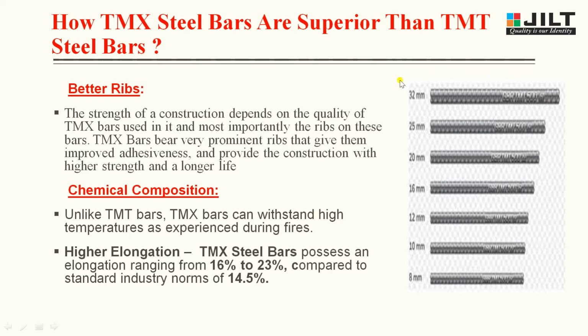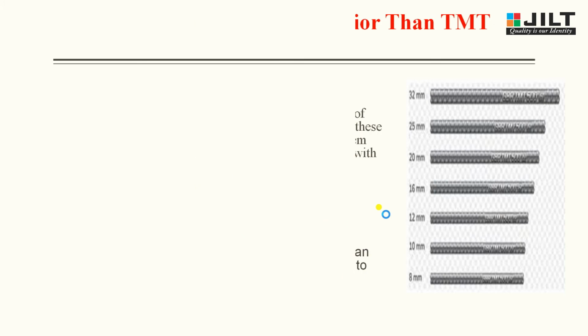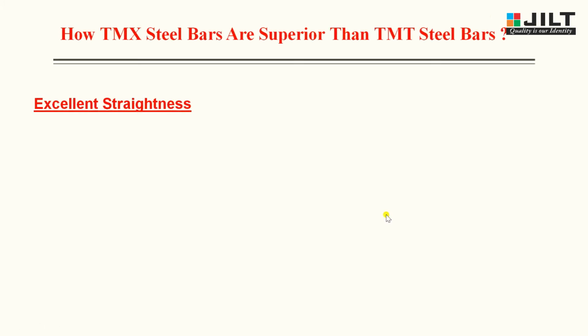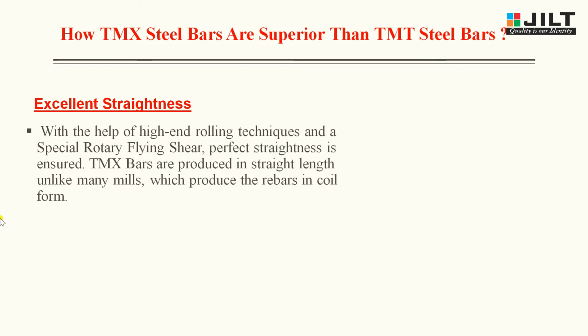So these are the image shows about different types of bars with a different diameter. So here 8 mm, 10 mm, 12, 16, 20, 25, 32. These are the diameters of sizes are available in the TMT bars or TMX bars. Now few more reasons, that is excellent straightness. With the help of a high-end rolling techniques and a special rotary flying shear, perfect straightness is ensured. TMX bars are produced in straight length, unlike many mills which produce the rebars in coil form.